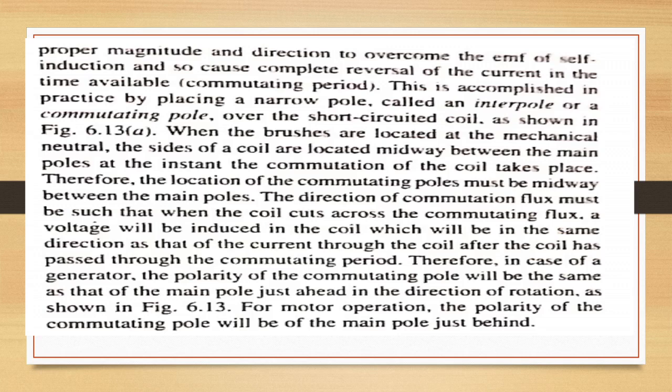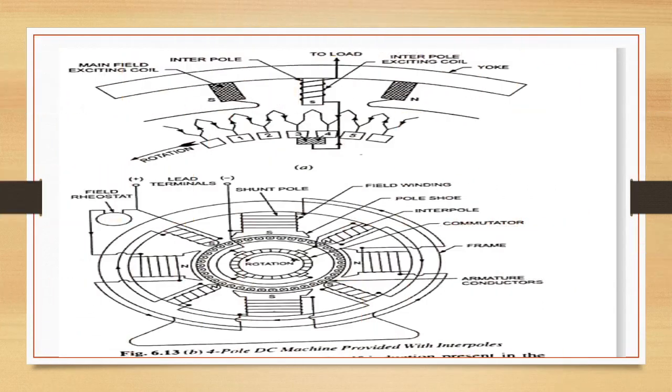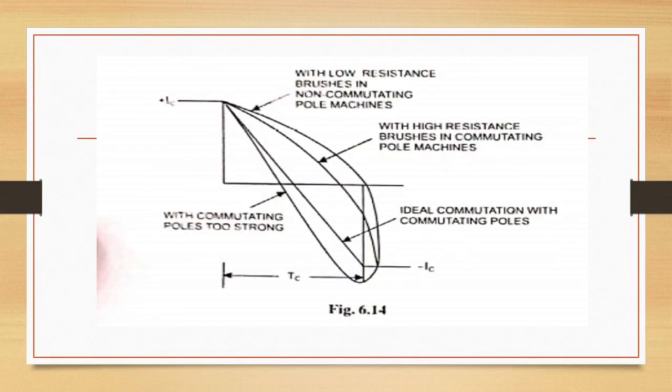And this is accomplished in practice by placing a narrow pole, called an interpole or a commutating pole, over the short circuited coil, as we can see in the figure. This diagram is showing low resistance brushes in non-commutating poles and high resistance brushes in the commutating pole. Ideal commutation.